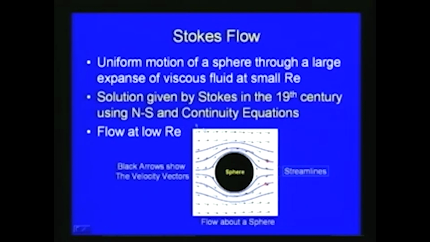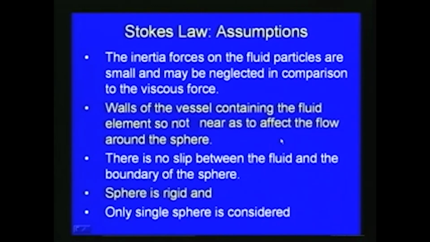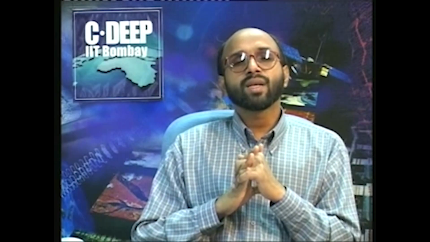So, this solution was derived by Stokes by the end of the 19th century, and the flow is at low Reynolds number. Here you can see we consider a single particle as a sphere, and this shows the streamlines, and velocity vectors are also indicated. So, Stokes considered the motion of a sphere through a large expanse of viscous fluid at small Reynolds number. While deriving the solution, he put forward a number of assumptions so that the problem would be simpler, and then he got a solution for the problem.